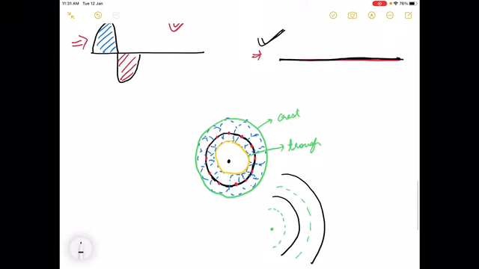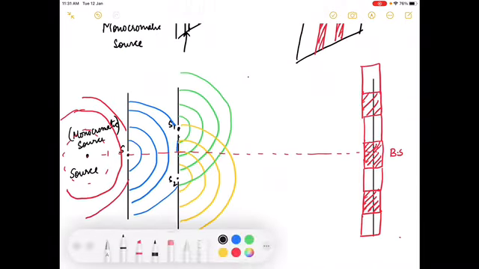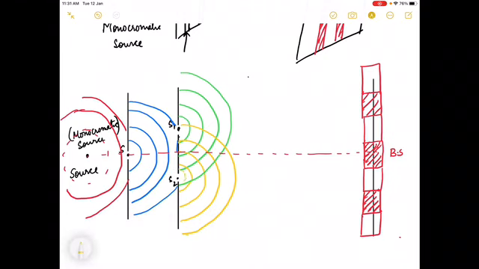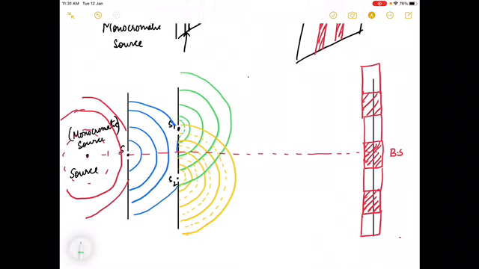So if this part is clear, now let's go back to the diagram here. Now you guys have to understand that there is a trough between every crest. I hope that is understandable. Same thing will be happening for the slit S1. I hope that is understandable, right?